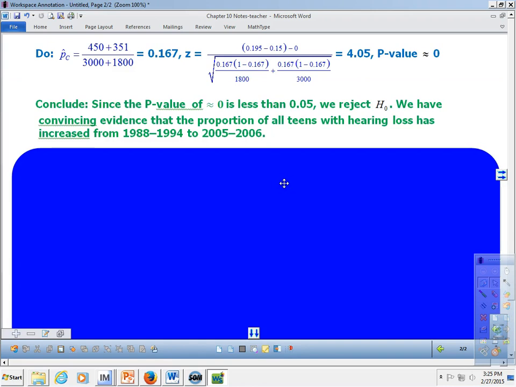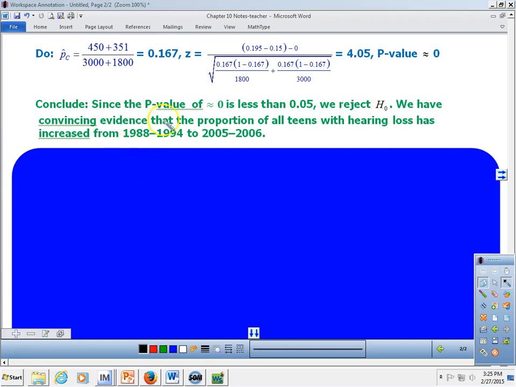Since the p-value of about 0, that's what this is trying to say. Since the p-value of about 0 is less than 0.05, we're going to reject H0. Remember, the first sentence is always about what we're doing with H0. Are we rejecting it or are we failing to reject it? We're rejecting H0, and so the next sentence has to be all about what that means in context.